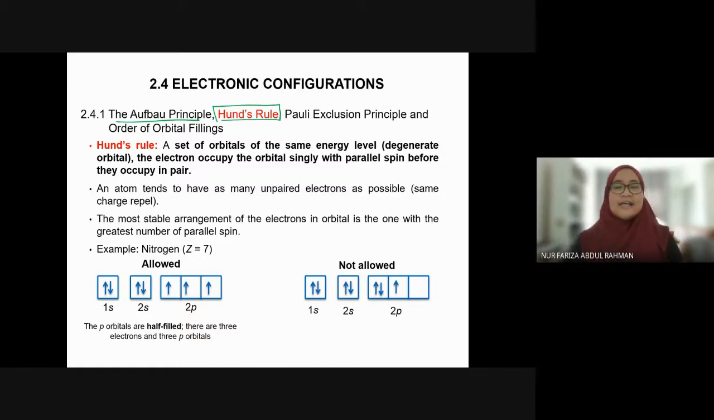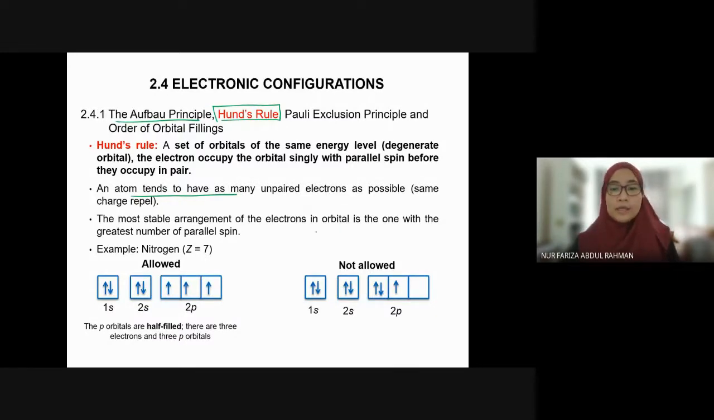Okay, alright. So if we can avoid them from duduk dekat dalam in one orbital, then by all means kita boleh buat benda tu. So that's why dia kata sini, an atom tends to have as many unpaired electron as possible.